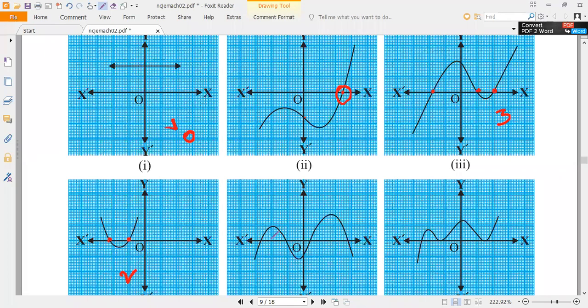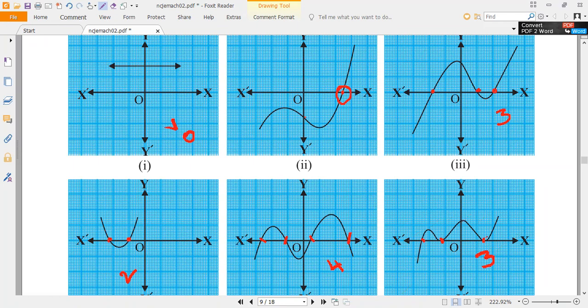Next, 4 zeros. Very good. Next one, 3 zeros. Okay?